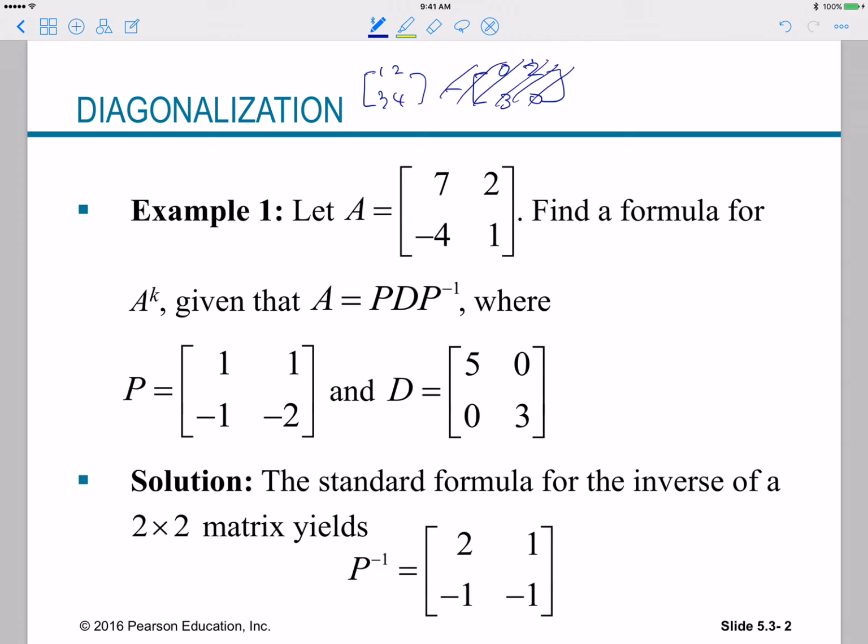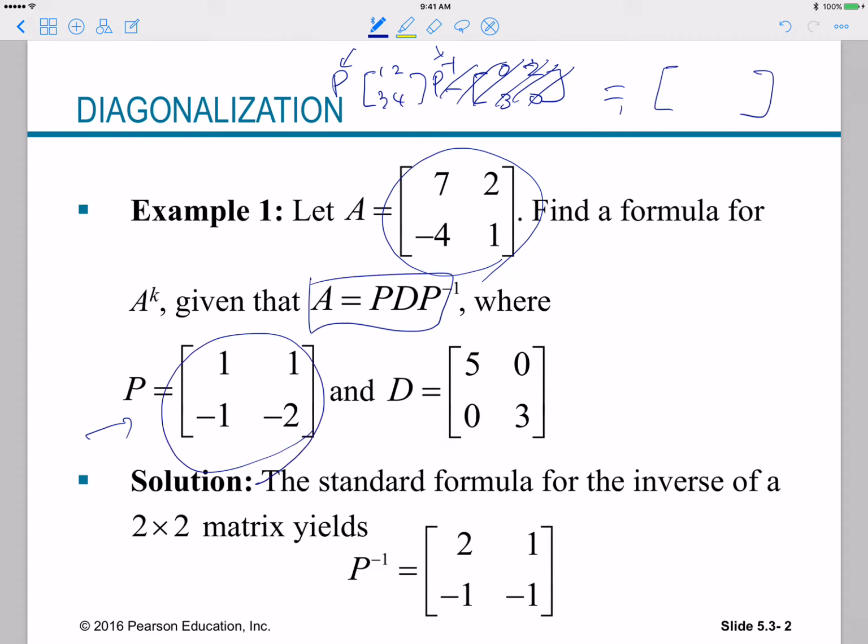What we are doing here is that we multiply some matrix on the left, and multiply the inverse of it on the right. We use this kind of similarity transformation, and that's how we obtain some diagonal matrix. So here is one example. We are given A and we are given P, and then D.